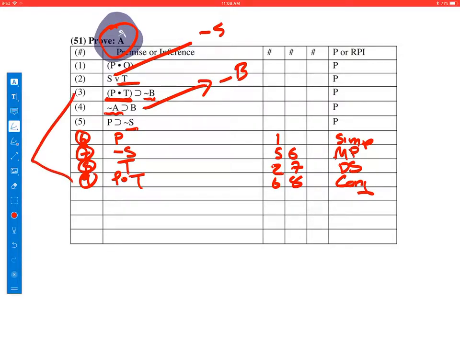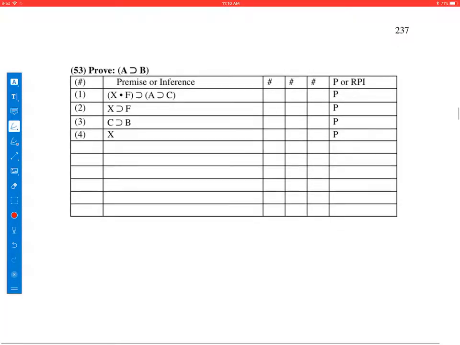conjunction. Now look at line 3 and 9. It says if you have a P and a T, and I do, I get a not B. So I get a not B from 3 and 9, and that's modus ponens. And what was I going to do with that not B? I was going to use it on line 4. Look at line 4. I can do a modus tollens, and that gets me A from 4 and 10 modus tollens. Okay, let's move on to another.